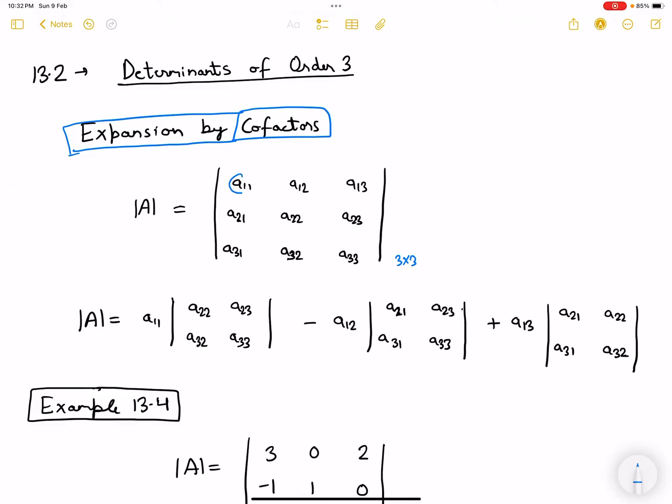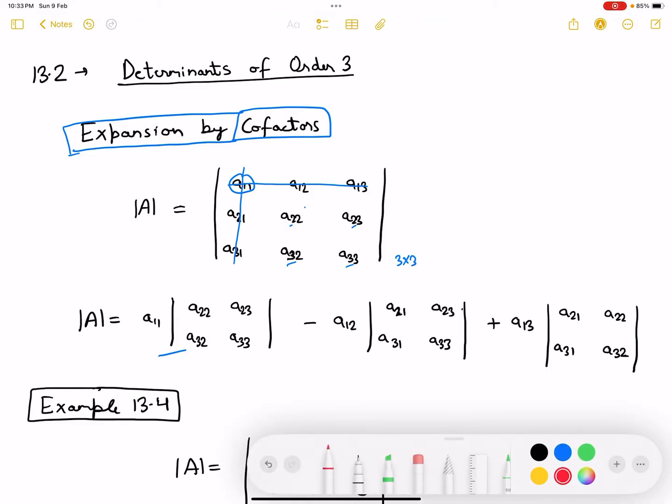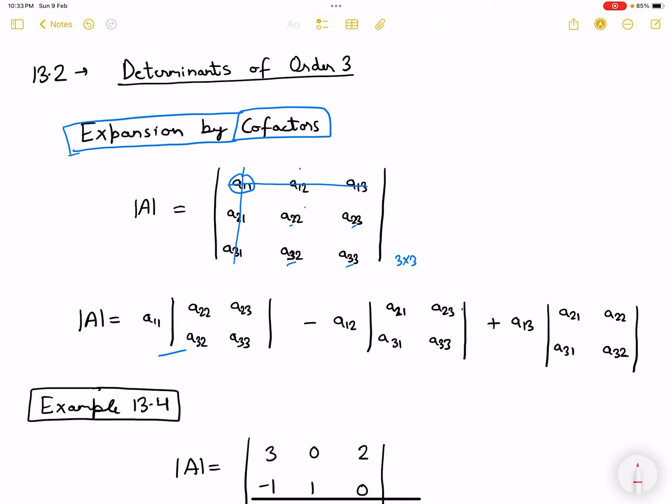the first element. We'll eliminate this column and this row, then take the determinant of the remaining part. Similarly, the remaining part is A22, A23, A32, A33. Then similarly, we'll remove this column and this row, then the determinant of the remaining parts. So it goes as (-1) to the power i plus j. We'll discuss this in detail in the next classes.